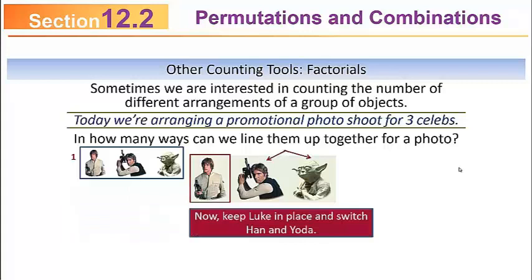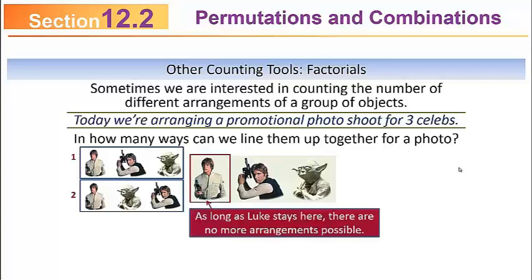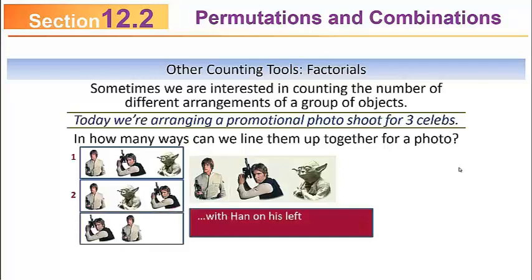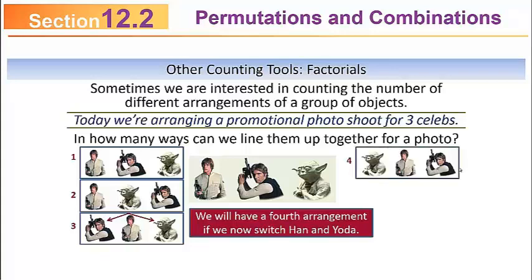Suppose I decide to keep Luke in the first position and switch Han and Yoda. That would put Yoda in the second position and Han in the third position. Now there's no other arrangement that leaves Luke in the first position, so maybe now I'll slide Luke over into the second position, put Luke in the middle. That means I could put Han on the left of Luke and Yoda on the right, or I could switch that and put Yoda on the left and Han on the right. Now if you think about it, there's no other arrangement that leaves Luke in the middle.